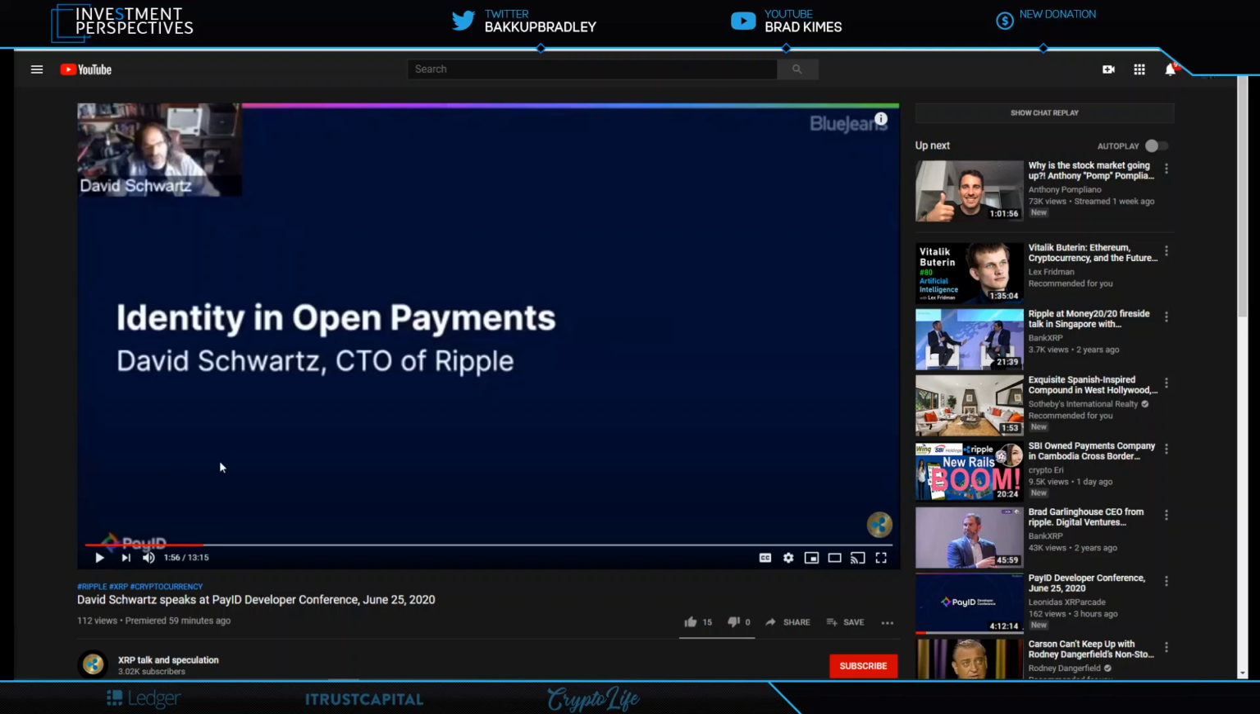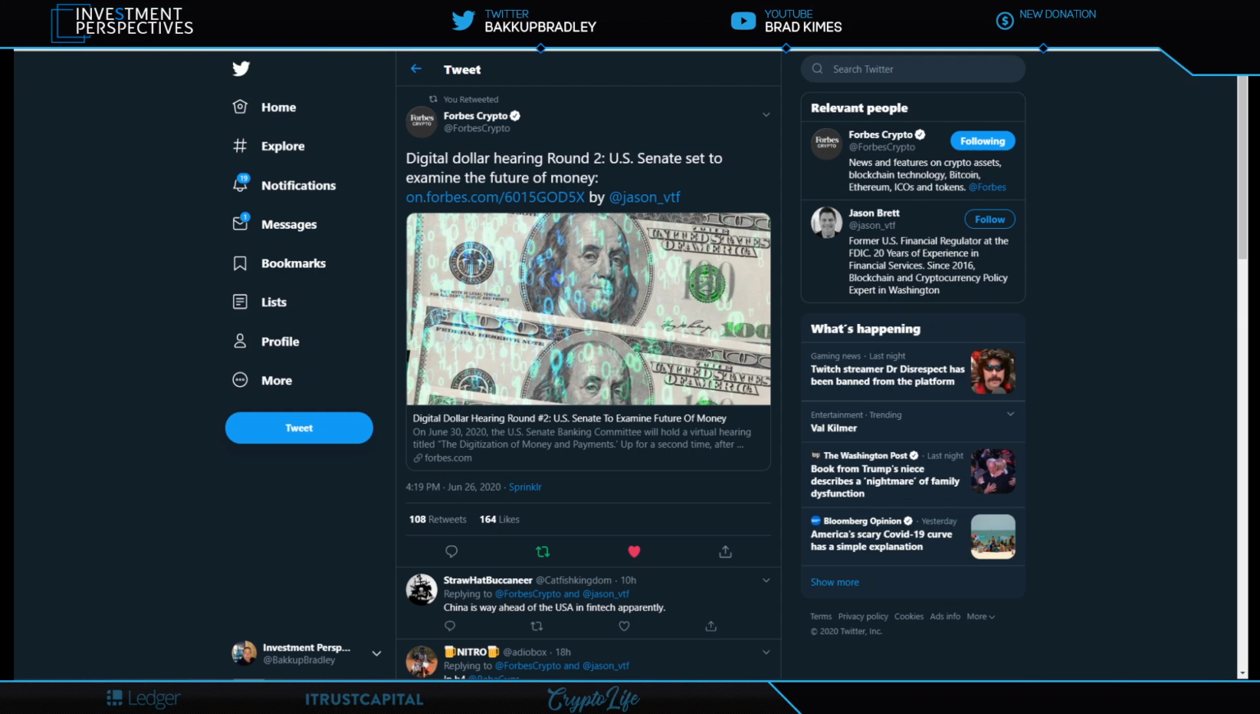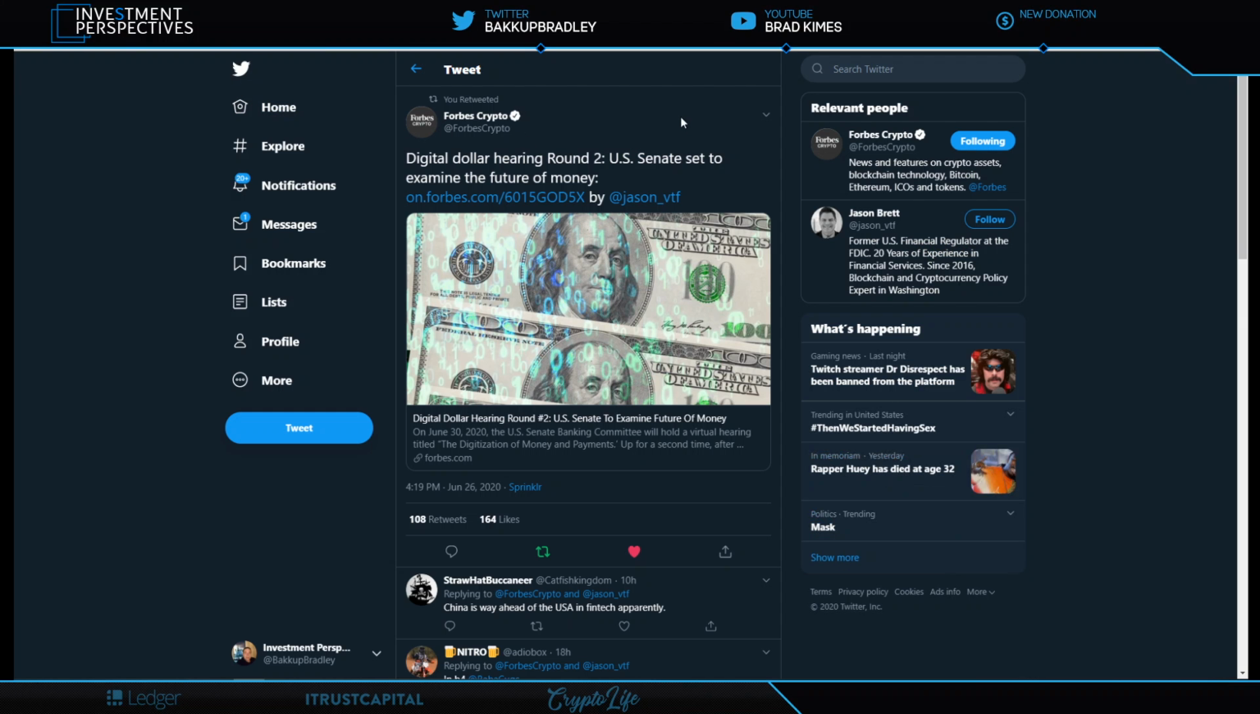Now let's move to the next piece because, like I said, we're going to cover some different areas here. So now we're going to look at the fact that we have a second round on June 30th. Christopher Giancarlo, head of the Digital Dollar Project, is going to be speaking for a second time in front of Congress about the digital dollar itself.